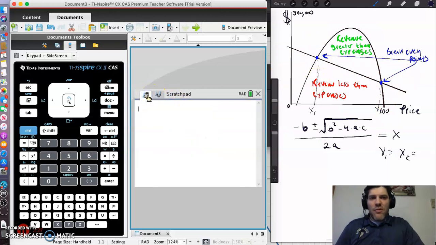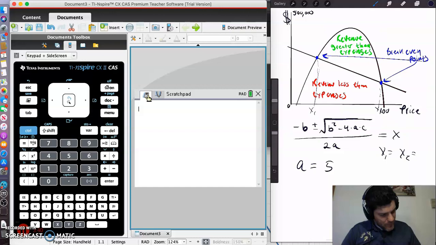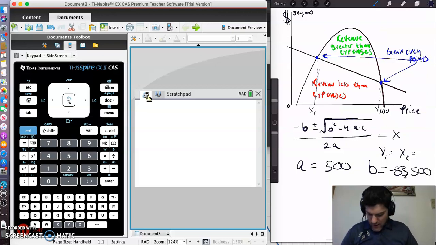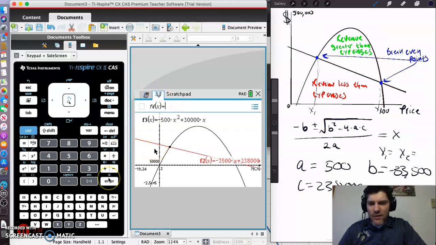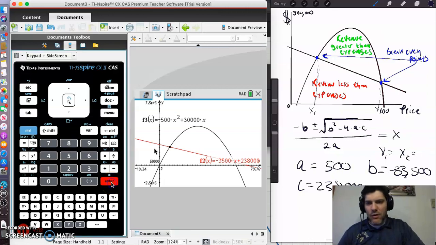So in a calculator, we would then graph those. In my account, I went ahead and calculated these out ahead of time just to have them. Our A value in a quadratic, if you were to graph it, would be 500. Our B value will be negative 33,500. And our C value is going to be 238,000. Again, we can graph these, and if you have a calculator, we can just do those two equations and set them equal. Or we can solve to get a polynomial by itself.